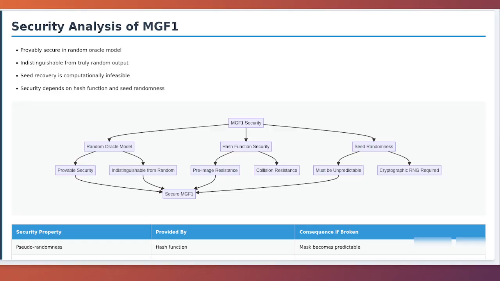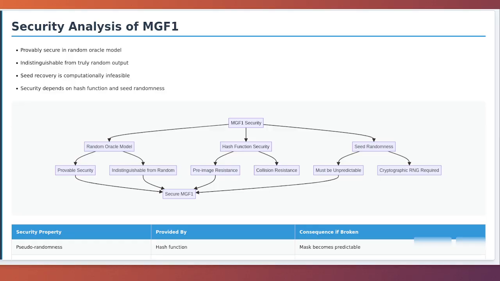The key security property is indistinguishability from random. This means that if you give an adversary two masks, one generated by MGF1 from a random seed, and one that is truly random, the adversary cannot distinguish which is which with better than random guessing probability. This property holds even if the adversary can generate many masks using different seeds of their choice.